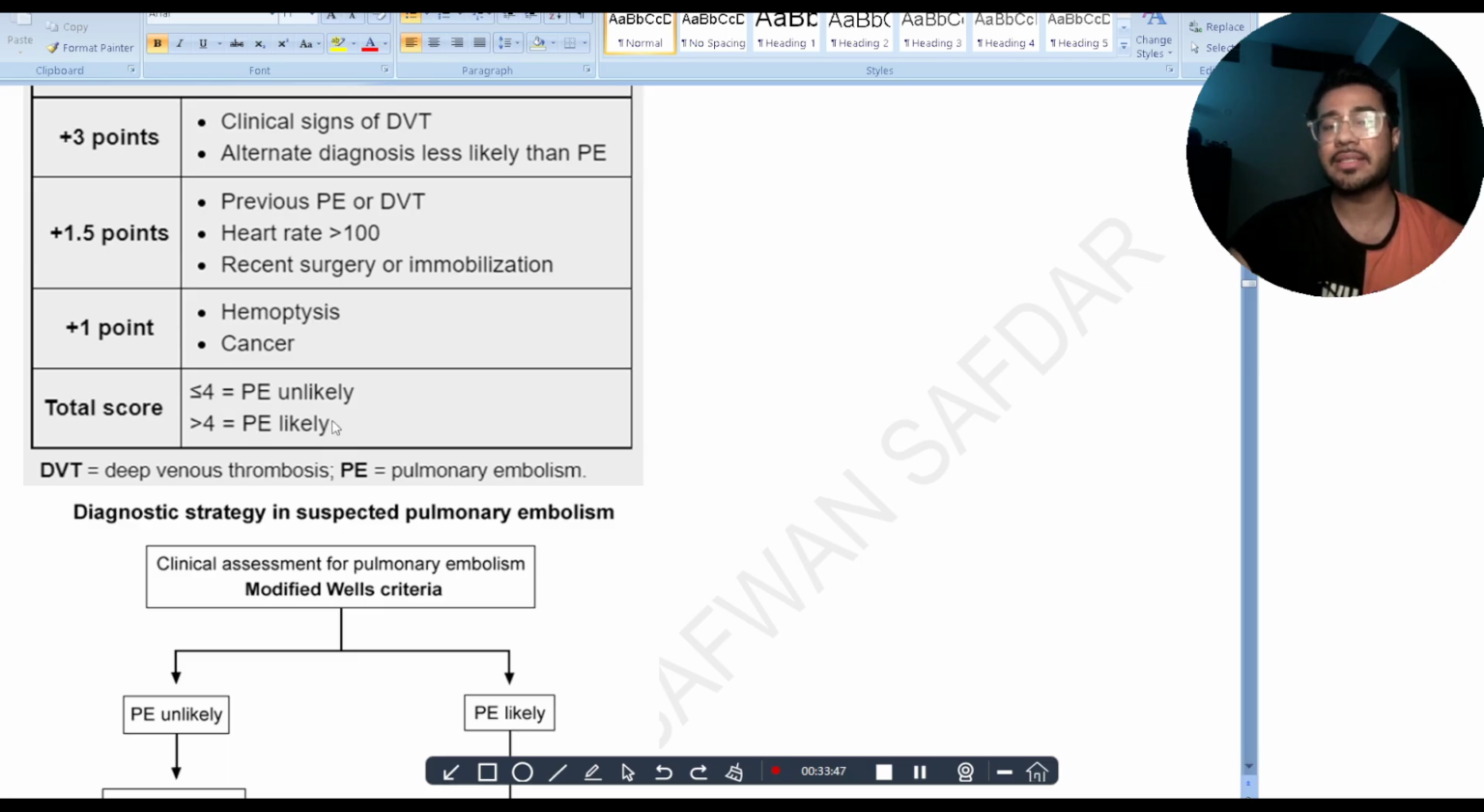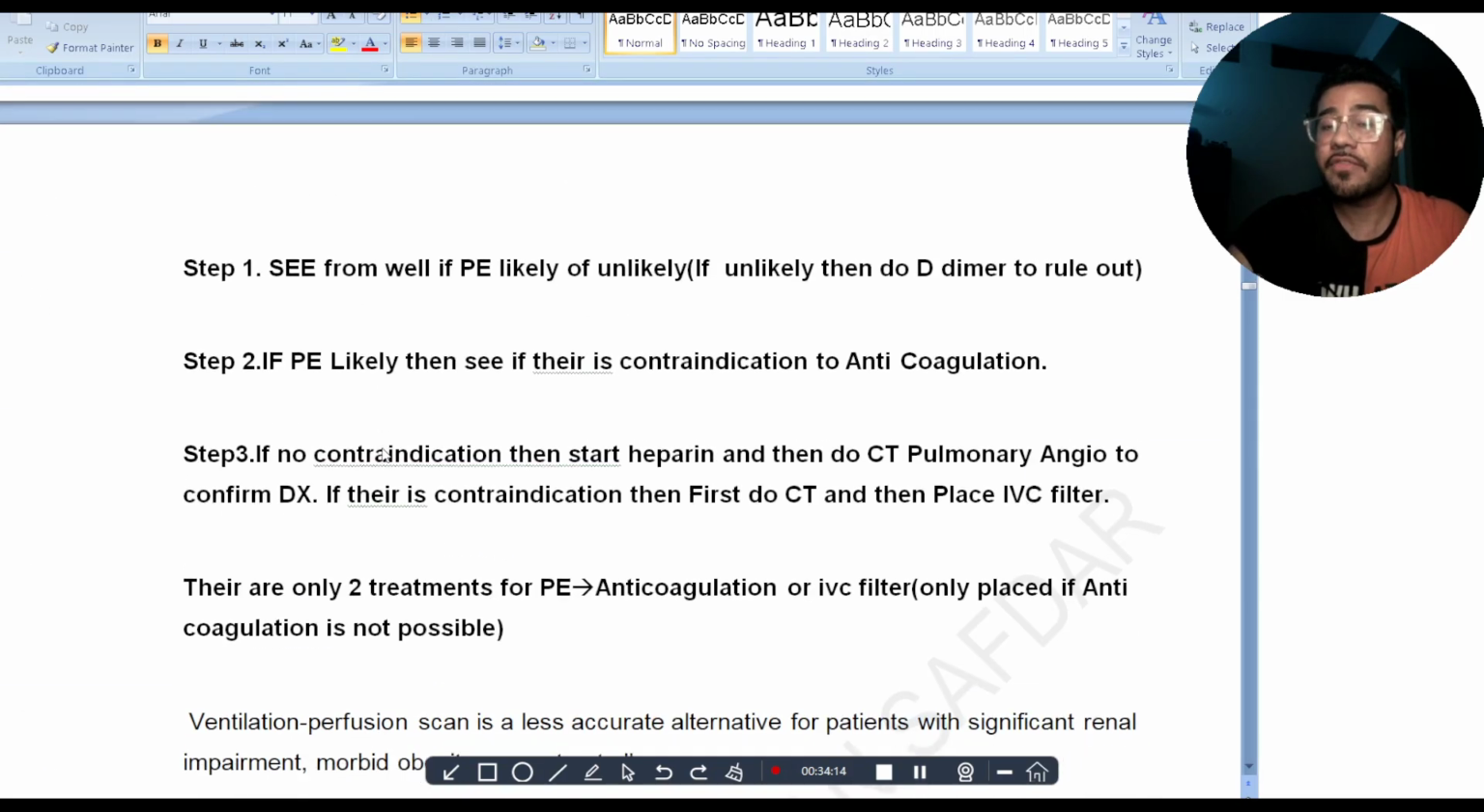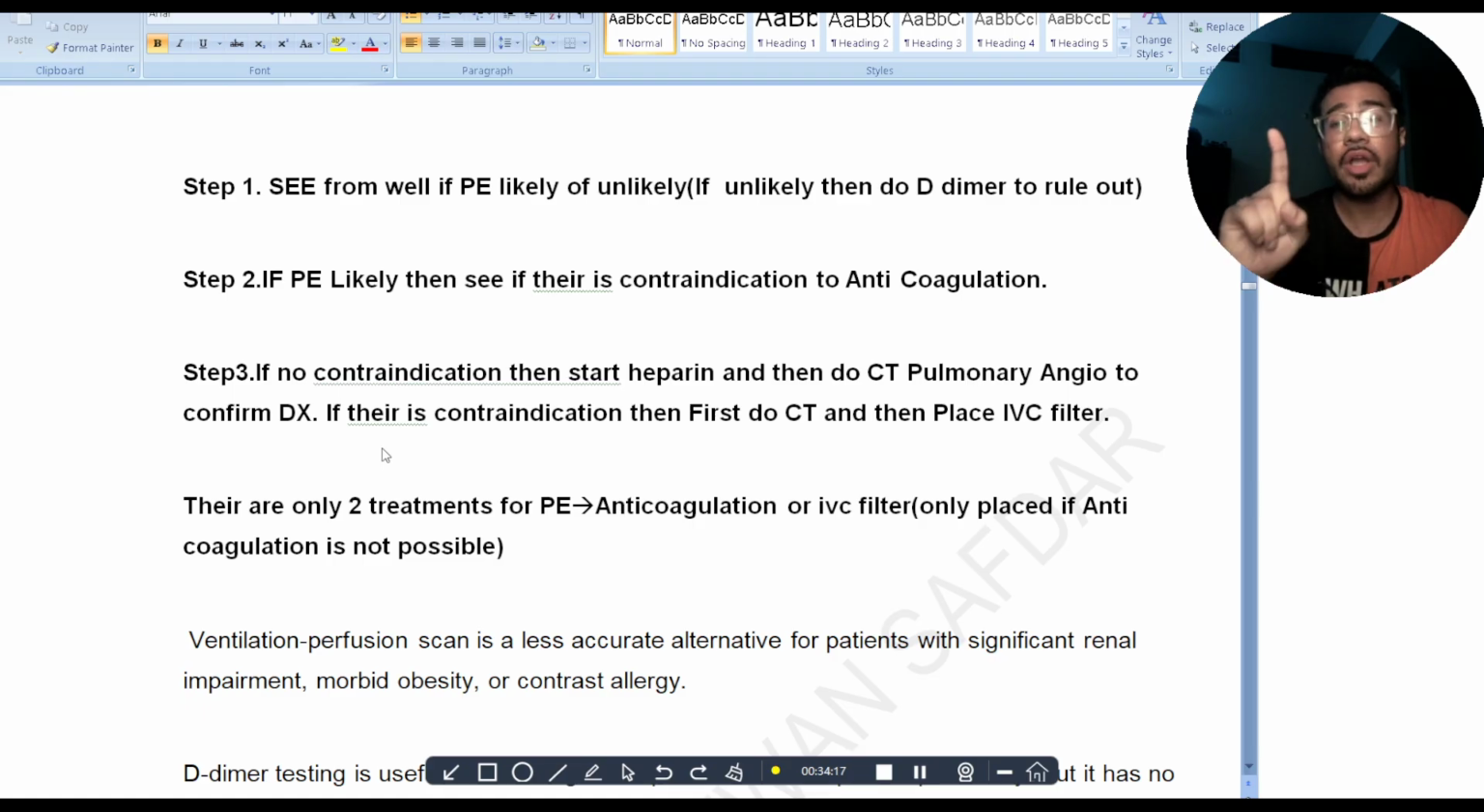Once you've decided that, if PE is unlikely, you just do a D-dimer and rule out the disease. If PE is likely, you're going to move to step 2. That is, you're going to see whether the patient can be anticoagulated or not. If you can anticoagulate the patient, you start heparin first, then confirm the diagnosis with a CT pulmonary angio.